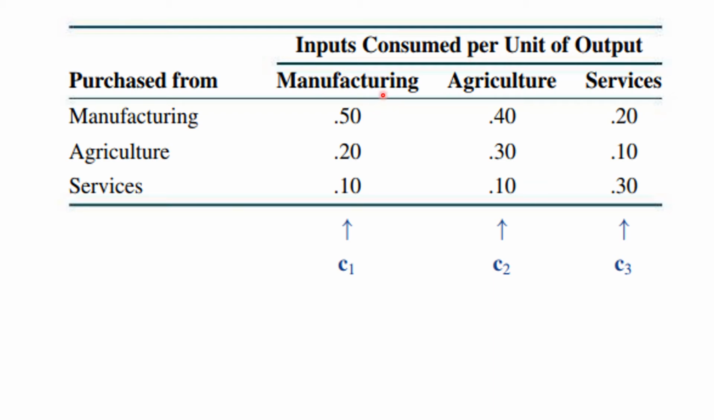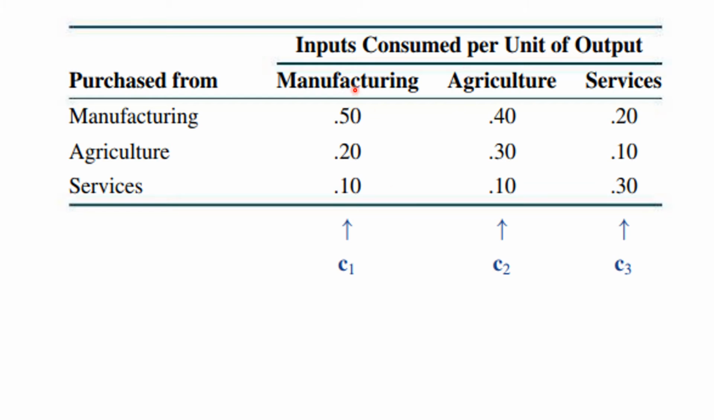To make 1 unit of manufacturing output, you need 0.5 units from manufacturing, because most manufacturing things use equipment that somebody else made. So they have an internal feed there. They have to eat, and some of their raw materials may also come from agriculture, and they need to borrow money from banks, and they have people who clean their manufacturing facilities and service them, so those are service industries. Okay, so this column, these are inputs consumed per unit of output.